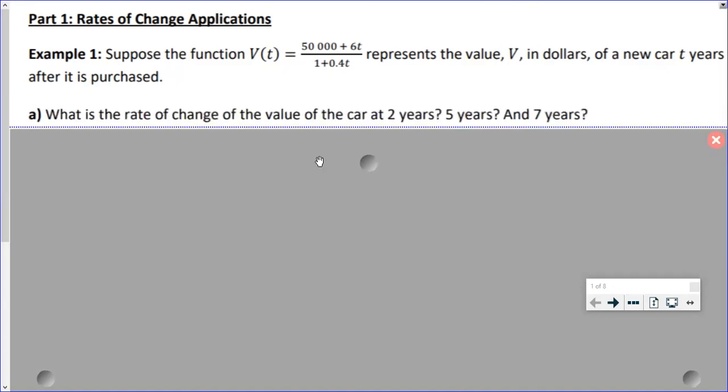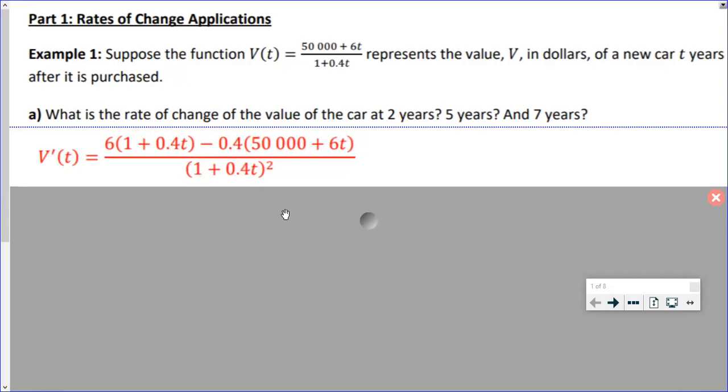So the question that we're being given: what is the rate of change of the value of the car at 2 years, 5 years, and 7 years? Now, this is just an example of how we can use the derivative to solve this question. Remember that your test next Friday will cover some application type questions.